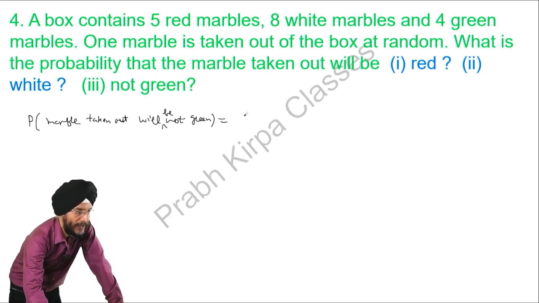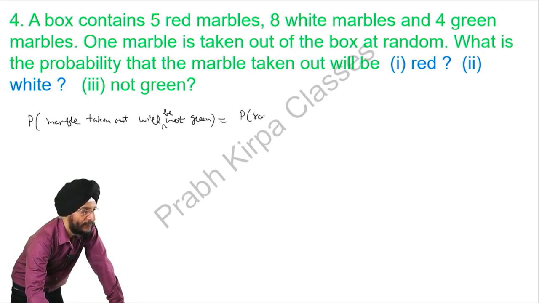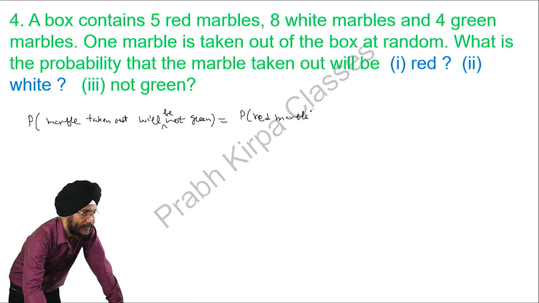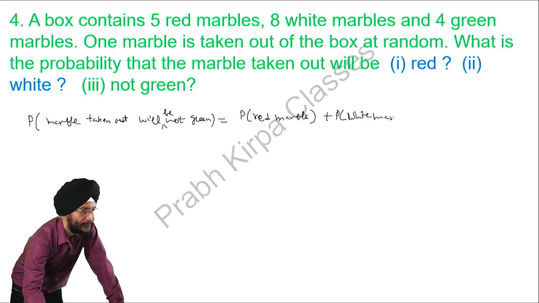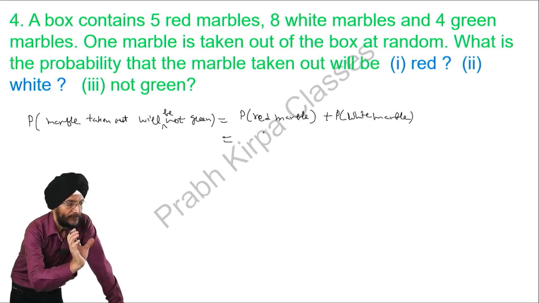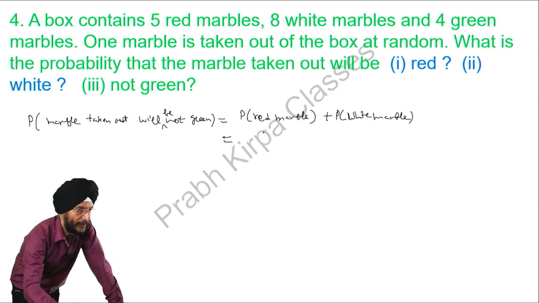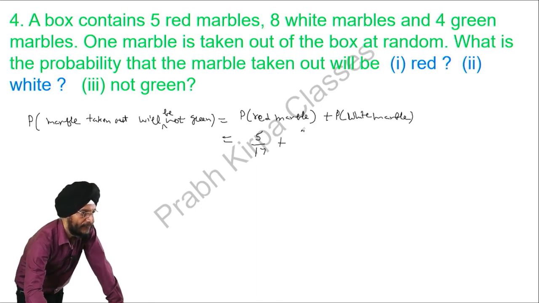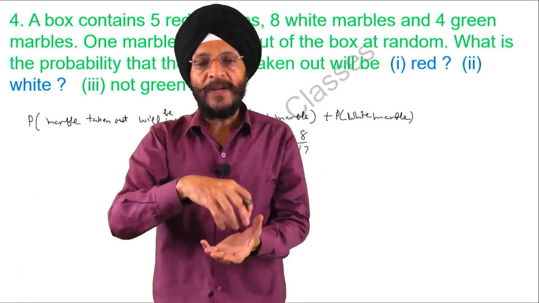In other words, we have to calculate the probability of getting a red marble plus the probability of getting a white marble. We have to sum up both, the probability of getting a red marble or the probability of getting a white marble. We have already calculated the probability of a red marble is 5 over 17, and of a white marble is 8 over 17. So this will come out as 13 over 17.